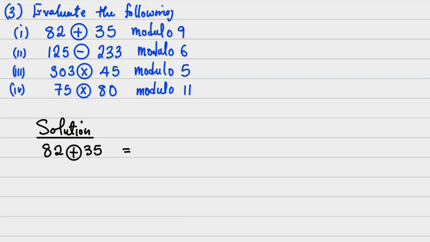Okay, we have question 3 now. If you add this, you are going to have 117. Then you change it to the basic form, just like I taught you in the first question. So this 117 divided by 9, you're going to get 13, remainder 0. So the answer is 0 mod 9.